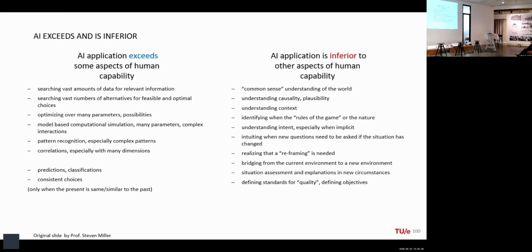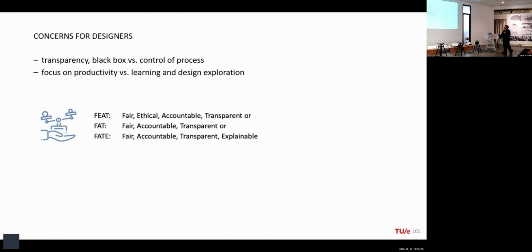So I think that we as builders of these methods, we the researchers in our specific field, must be very aware of this when we design, but also explain what we are doing. Another concern is always transparency, black box versus control of process for architects and designers. We must be very mindful of this. We must focus on productivity, but not only on productivity. We must also focus on learning and design exploration explicitly.